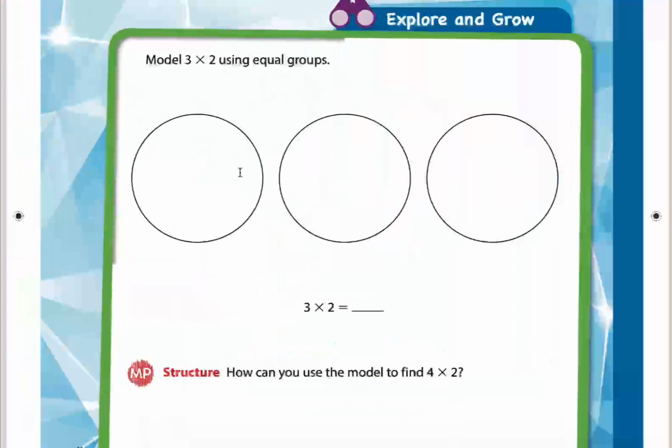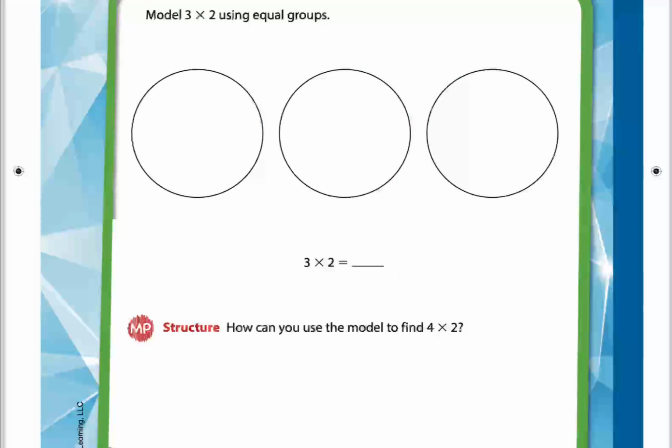Okay, now back to the book and let's do it. You said that we should use 2 counters in each group. So we put 2 counters in each group. And what is 3 times 2 again? Excellent. Okay, think of this question, my heroes. How can you use the same model here that we have? You should do something to use it to find 4 times 2. So if we are finding 4 times 2, what should we do? How many groups and what is the size of each group? Yes, we should use 4 groups.